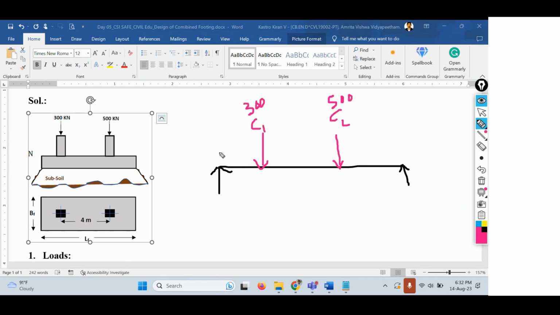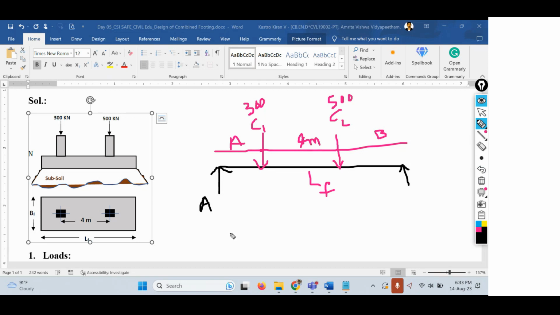We know the distances also. This distance is capital A, this distance is capital B, and this distance is, sorry, not X, it is the center to center distance between the two columns, which is 4 meters. And the total length, the length of the footing, we also know. From this, we have to find the shear force and bending moment at each point. I'll name the points. I'll call this point A.